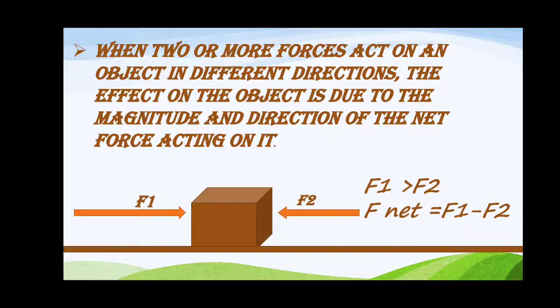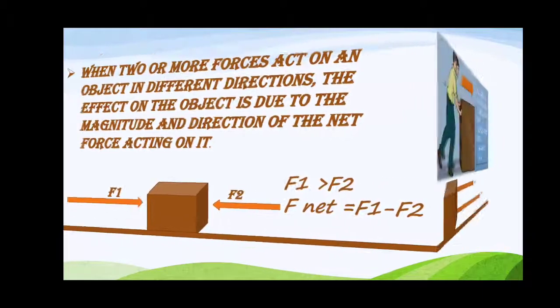Actually, the net resultant force will be the sum of all the forces acting on that object. But since these 2 forces are acting in opposite directions, we will take one of the forces as positive, the other force as negative. That is why we get F net value as F1 minus F2.